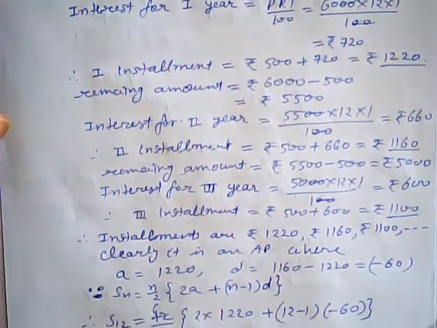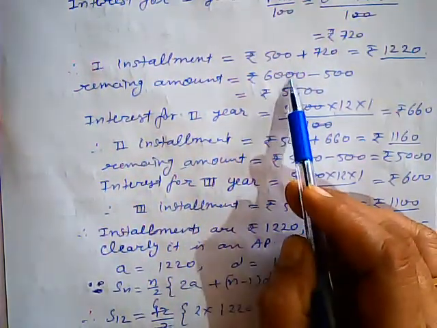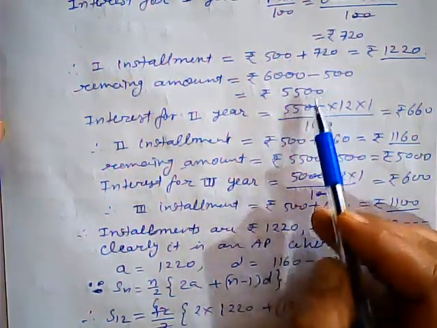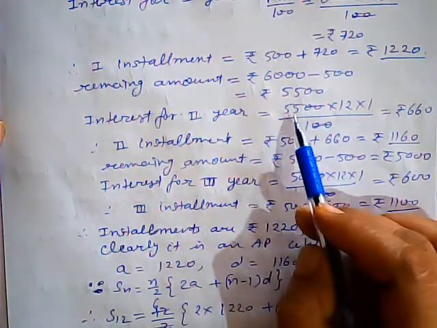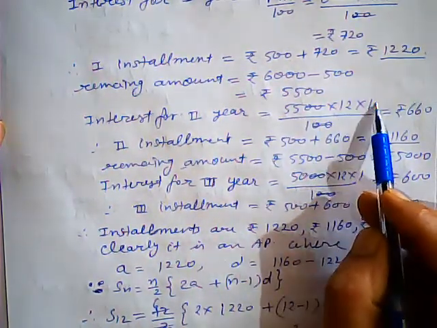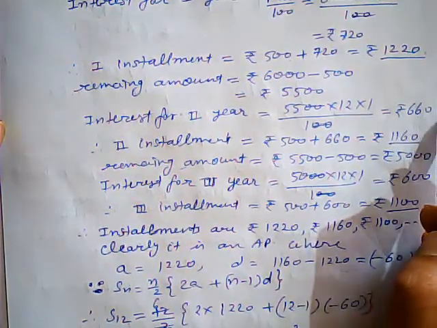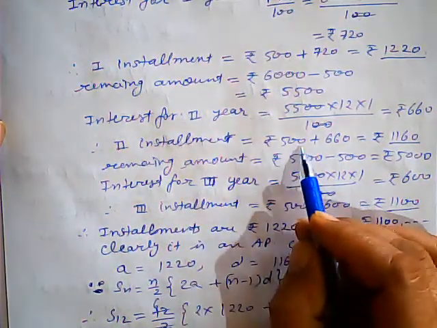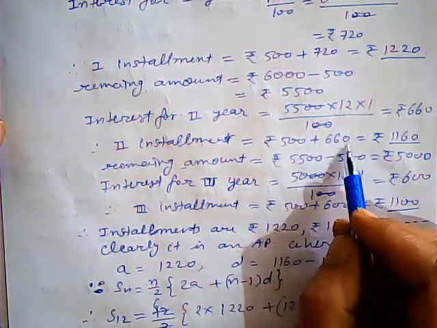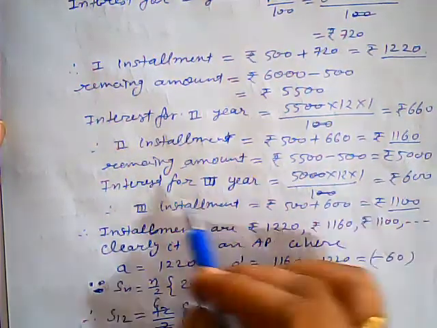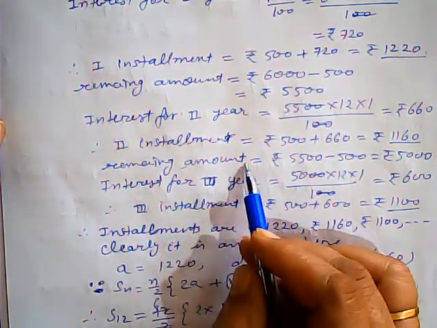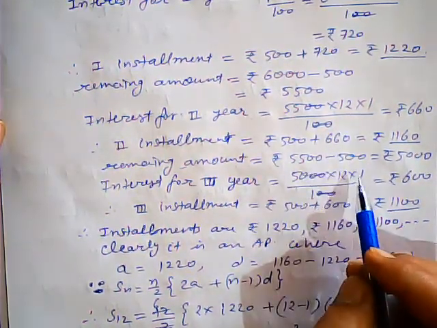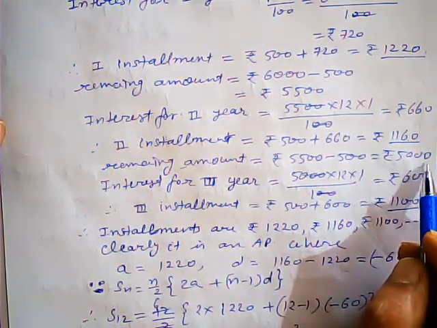Remaining amount means remaining unpaid amount. So what is remaining unpaid amount? It is 6,000 minus 500. Now remaining amount is rupees 5,500. Interest for second year equal to rupees 5,500 into 12 into 1 upon 100. It is rupees 660. Therefore second installment equal to rupees 500 plus 660 of interest equal to 1,160. Remaining unpaid amount was 5,500. Rupees 500 was paid along with the second installment. So therefore rupees 5,000 is now unpaid amount.